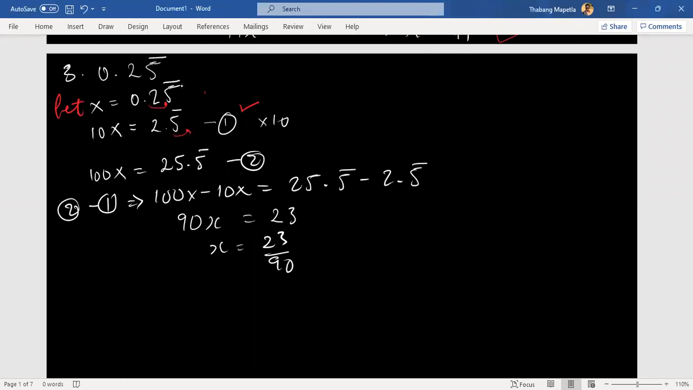Multiplying by 10, we're going to have 10 times 10 is 100, so it's going to be 100x, and that times 10 is going to be 25.5 bar, because the 5 bar is always going to be there. And then we are done. We have equation 1 and equation 2.